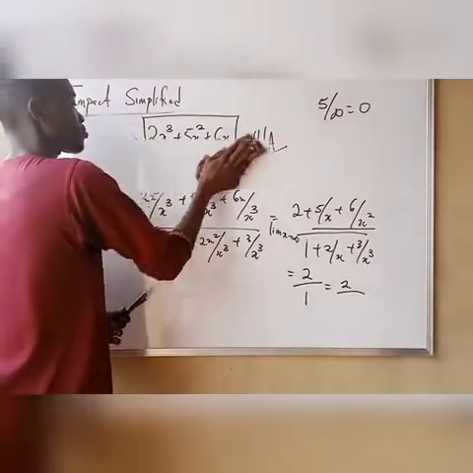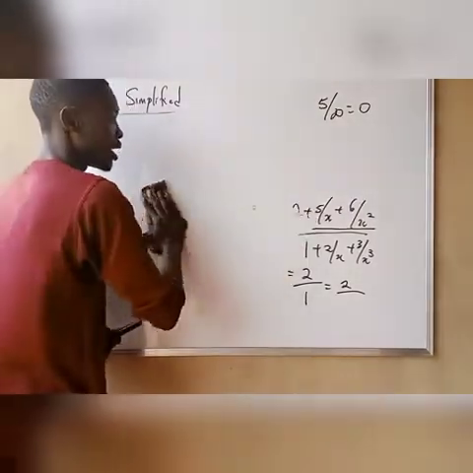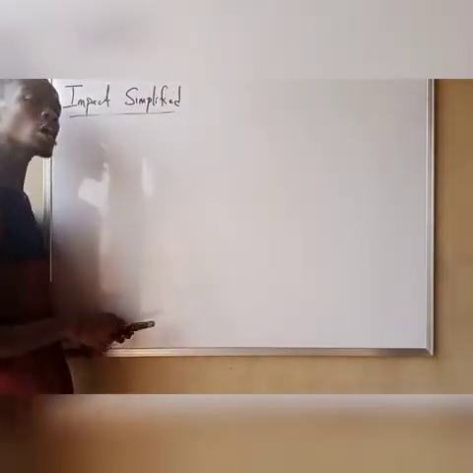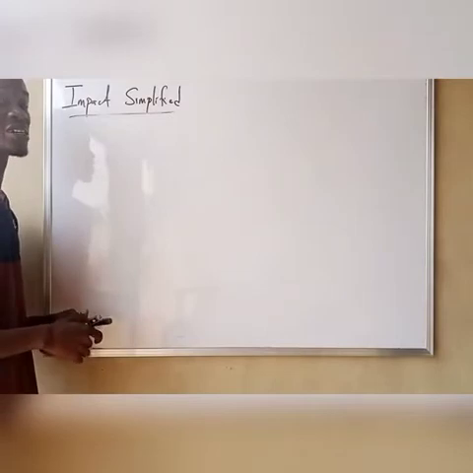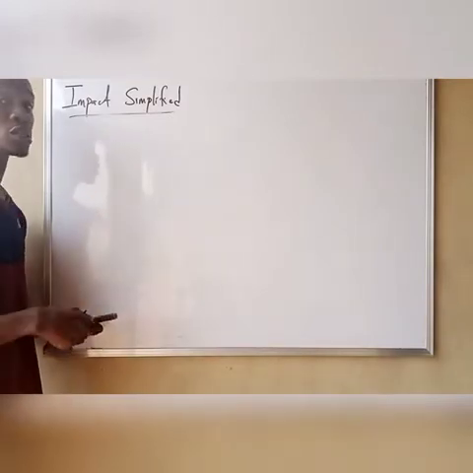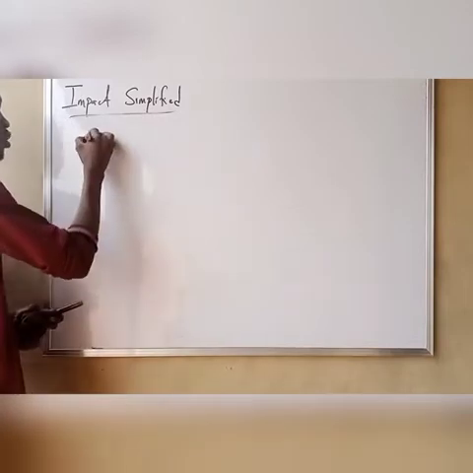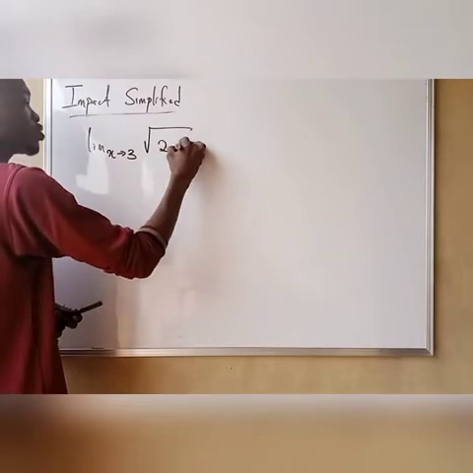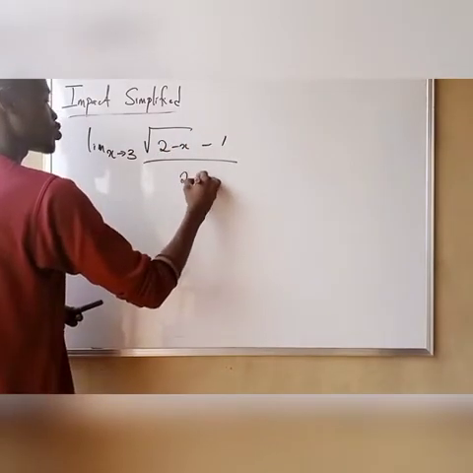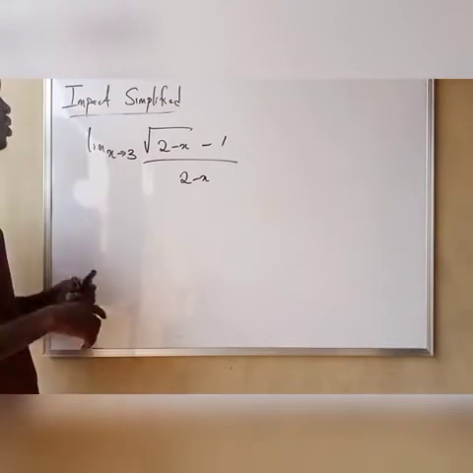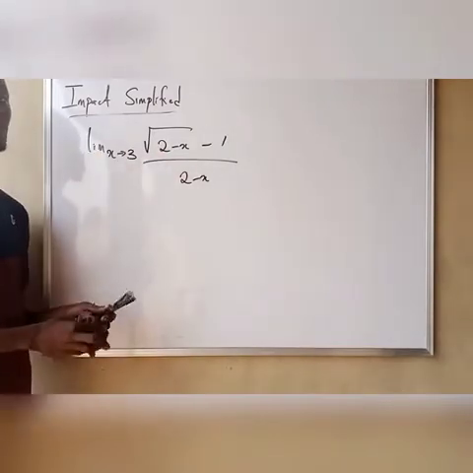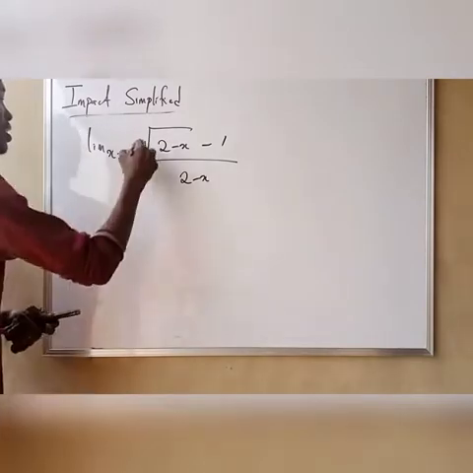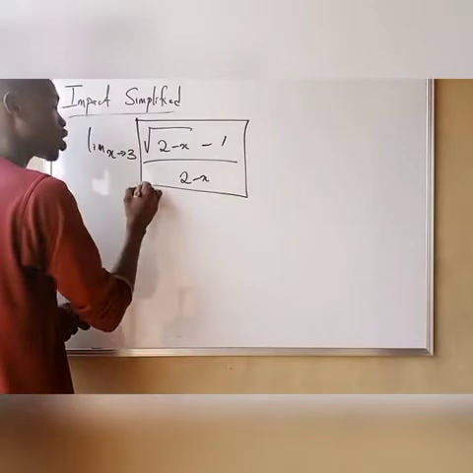And lastly, let's look at this example, and that is talking of rationalization. Do you know that it is not only the denominator you can rationalize? You can also rationalize your numerator. For example, we have the limit of x tending to 3 of the square root of 2 minus x, minus 1, over 2 minus x. Now, how can you solve this? Please don't just insert. If you insert, it's wrong. What we are meant to do here is rationalize.